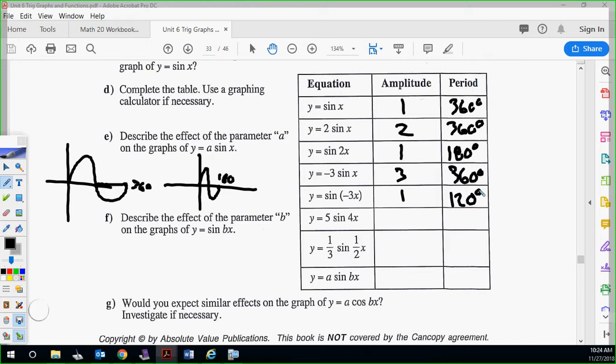Now I got a combo here. We got 5 sine 4x. So amplitude 5, and it happens for a period every 90. Good. 360 divided by 4.